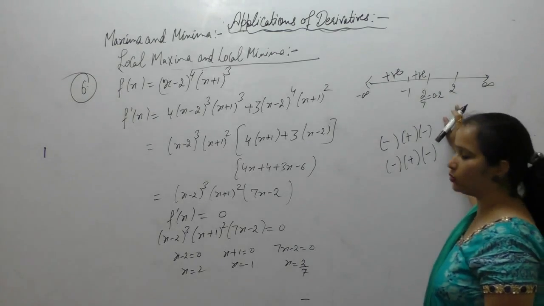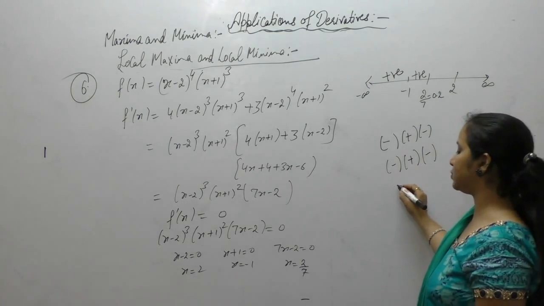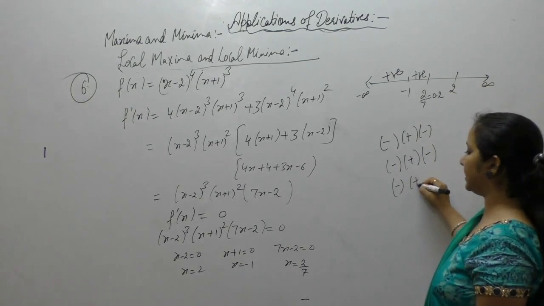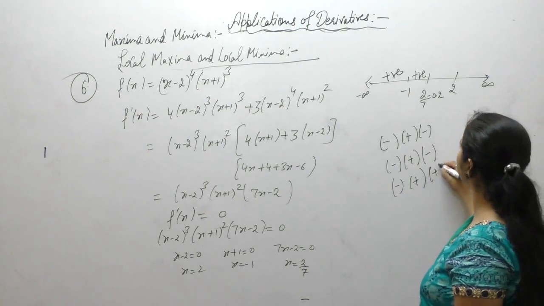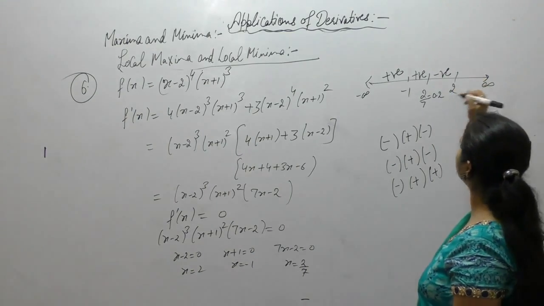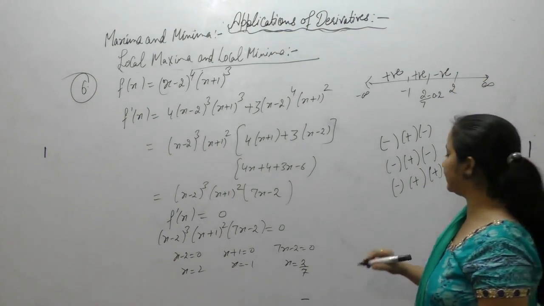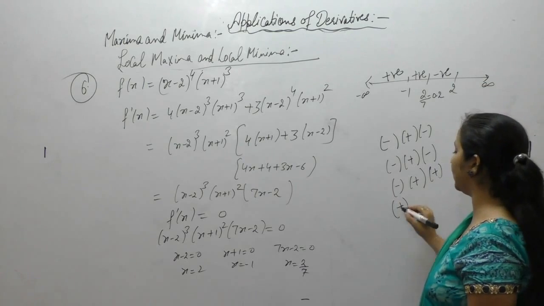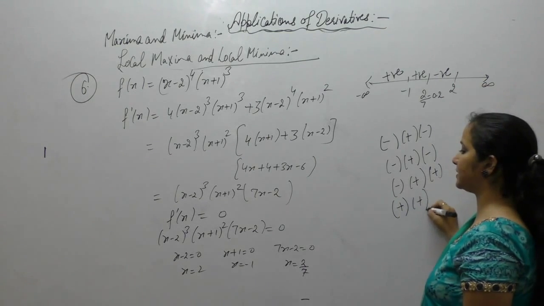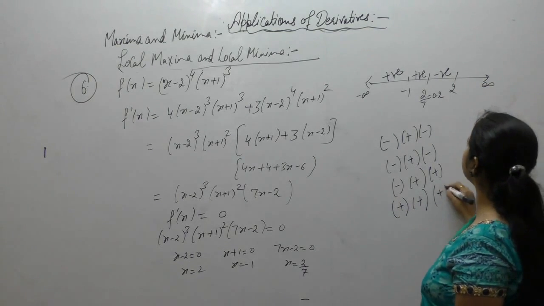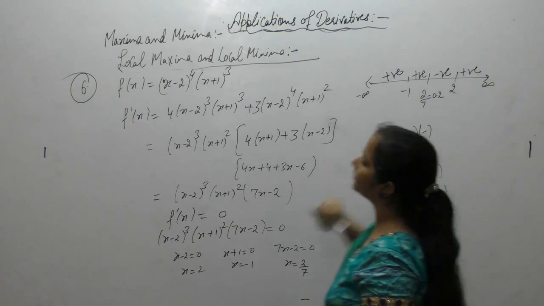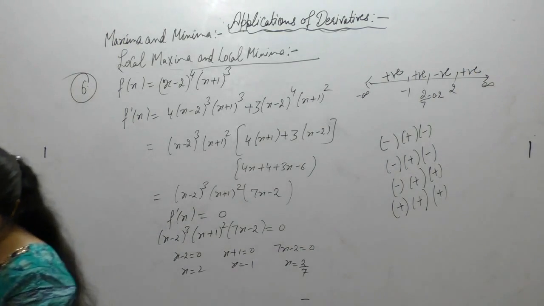0.2 to 2: let the number be 1. 1 minus 2 cubed, square is positive, 7 minus 2, so negative here. 2 to infinity: let the number be 3. 3 minus 2, 1 cubed, whole square is positive, 7 into 3 minus 2 is positive. Clear? Now write down.